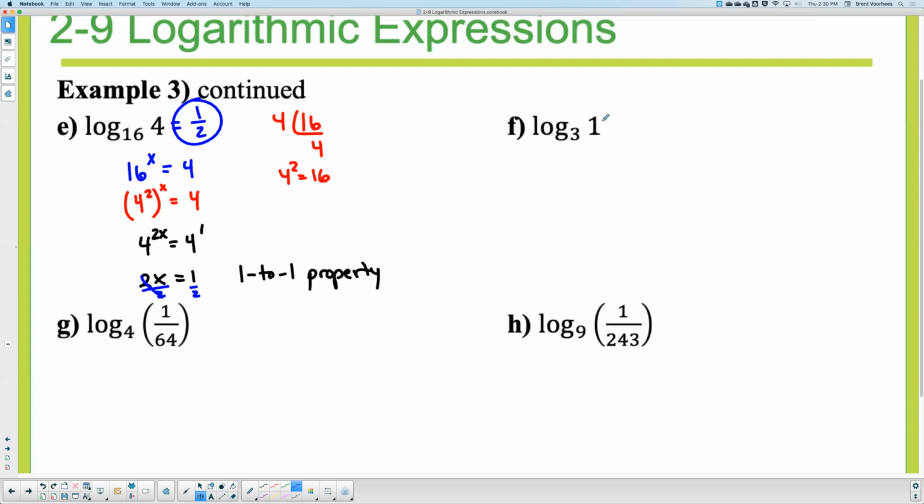Okay, this one's interesting. Let's look at f here. I'm going to set this equal to x. So when we convert this, what's it going to look like? 3 to the power of x equals 1.